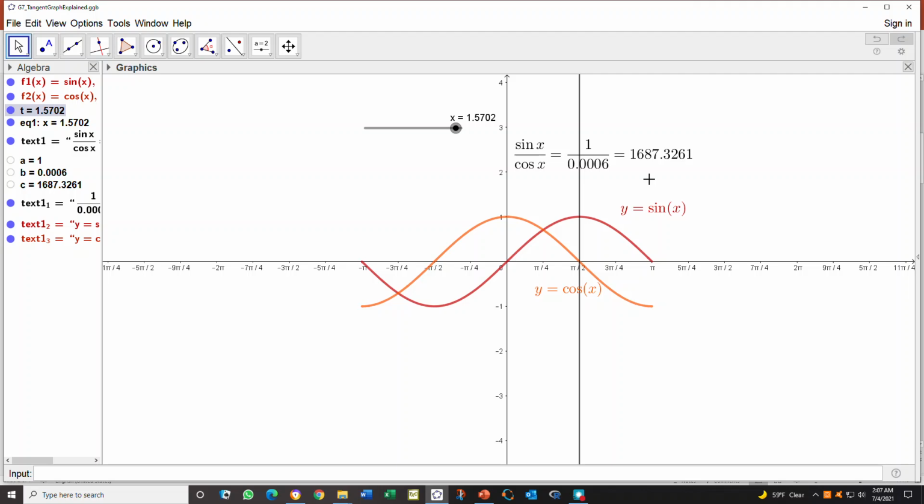1687. In fact, if I had chosen a much smaller scale, I could have gone even closer to pi half without ever touching pi half. And then that number would have gone even bigger. Okay, so this is the idea. We can confidently say that as x approaches pi half from the left, tangent x approaches positive infinity. Let me repeat that: as x approaches pi half from the left, tangent x approaches positive infinity.